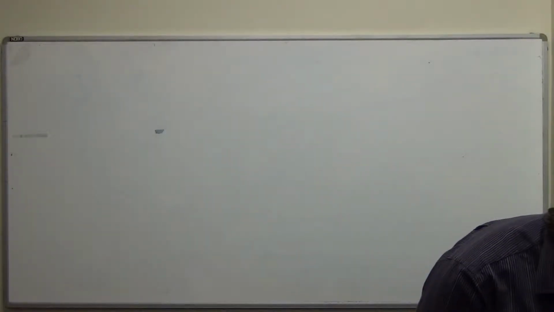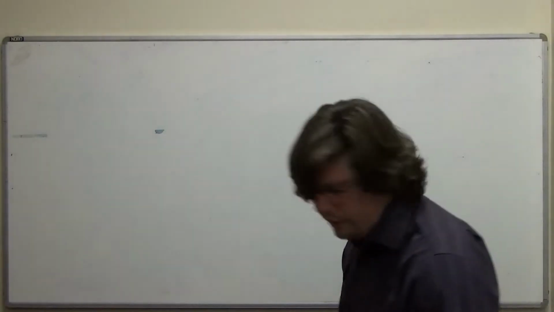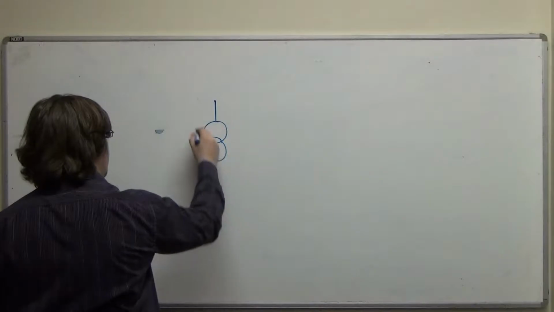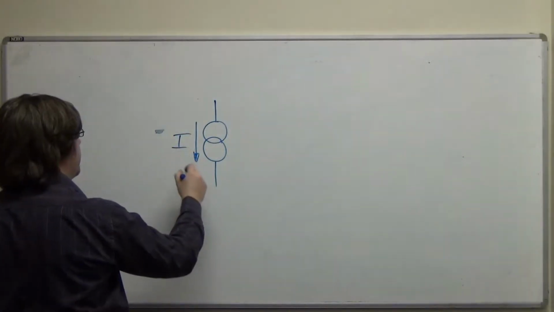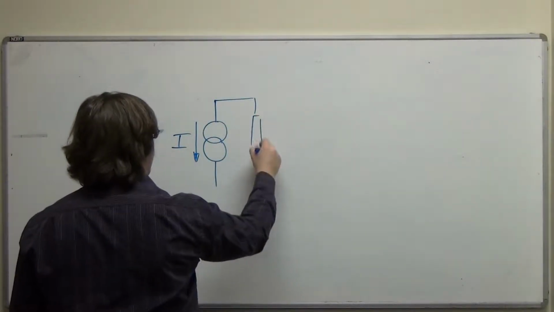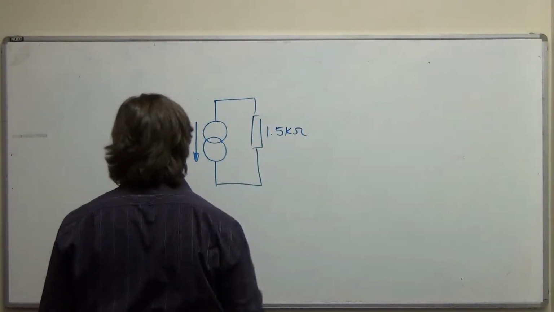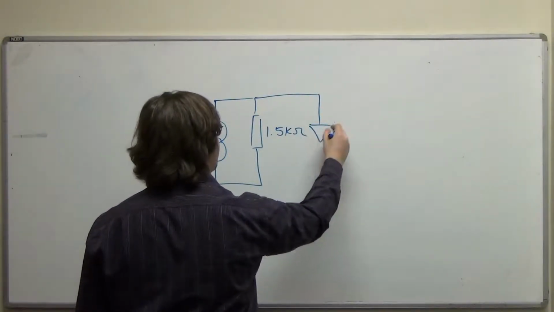Well, the next one is D. We'll do them all, I think. D is a current source in parallel with the resistor in parallel with the diode. We don't know what this current is. We know the resistor is 1.5 kiloohms, and we've got a diode here.